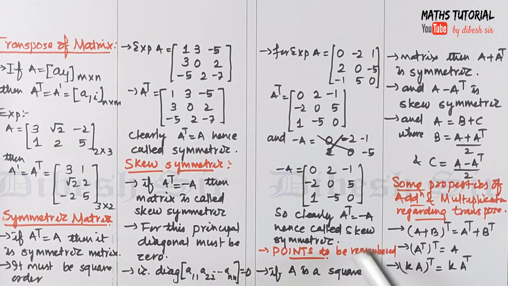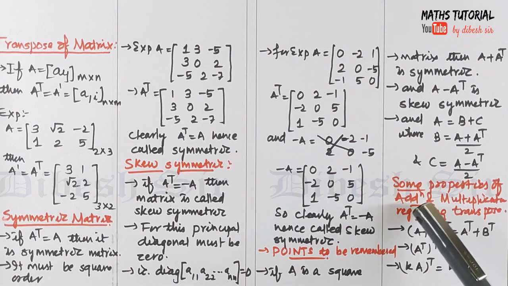Next points to be remembered. If A is a square matrix, then A plus A transpose is symmetric, and A minus A transpose is skew symmetric, and A is equal to B plus C, where B is equal to (A plus A transpose) by 2 and C is equal to (A minus A transpose) by 2.